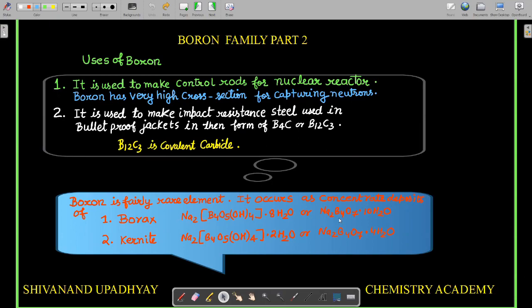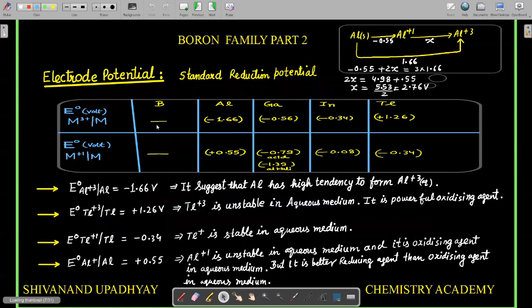So we are writing borax as Na2B4O7.10H2O and kernite as Na2B4O7.4H2O. So we are going to discuss the structure of kernite and borax in a very logical form, which is difficult to forget, right?